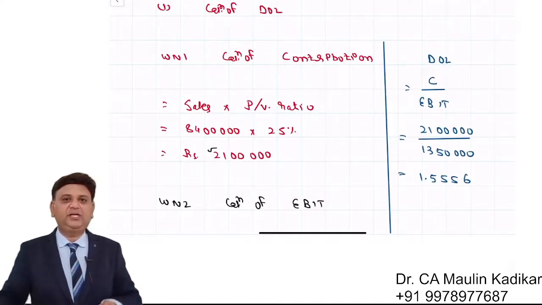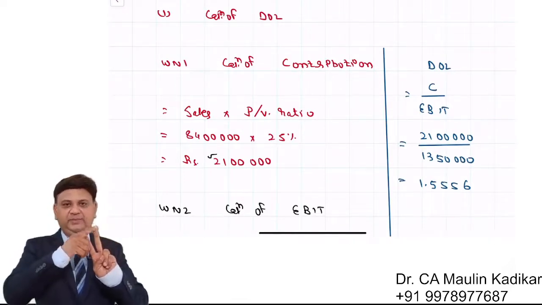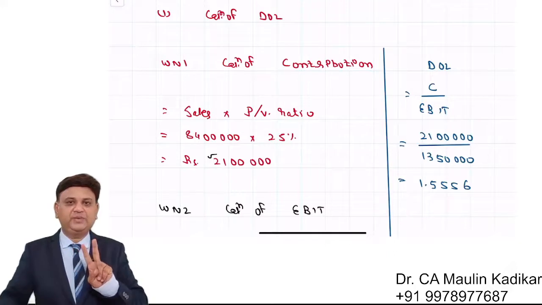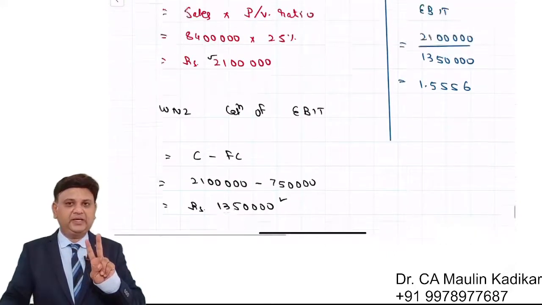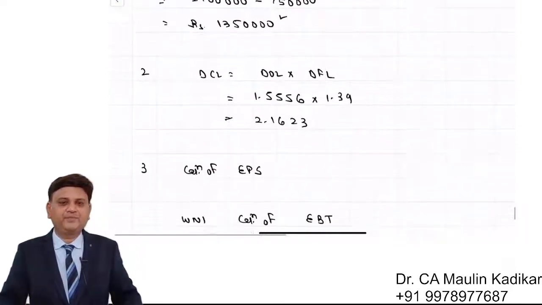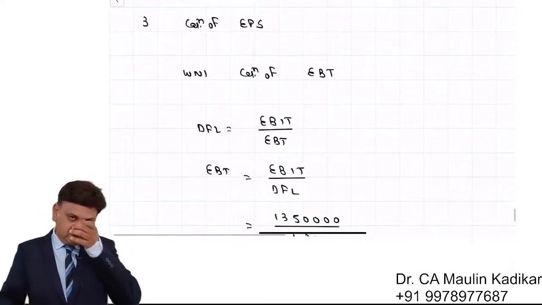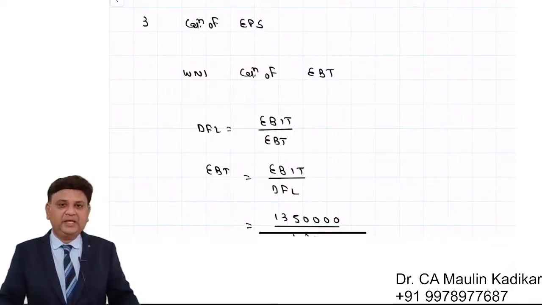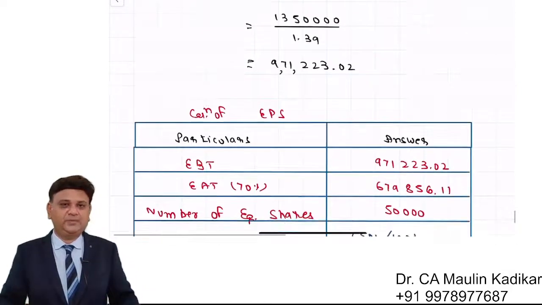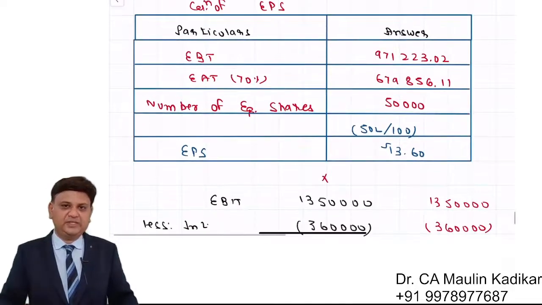So the first question in which DOL is supposed to be found: for DOL, two things are required, contribution and EBIT. Sales is given, PV ratio is given, so contribution is found. From that the fixed cost is deducted, so you get EBIT. Contribution upon EBIT, you get DOL. Second question is DCL, that is multiplication of these two leverages. Third question is EPS. In that, first of all we find EBT, and from that we calculate the earning per share. EBT minus tax divided by number of equity shares will give EPS.